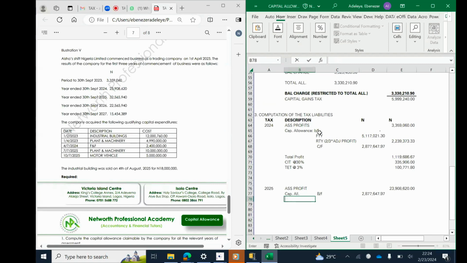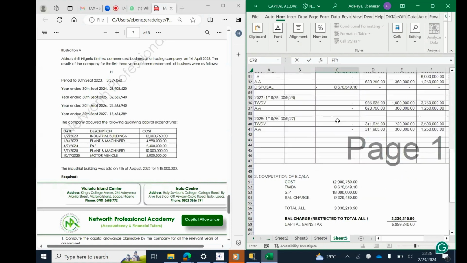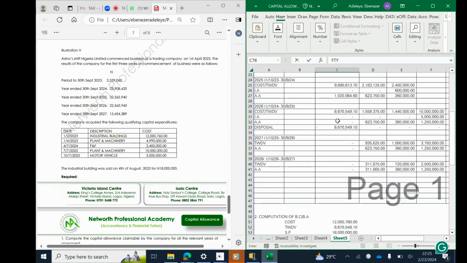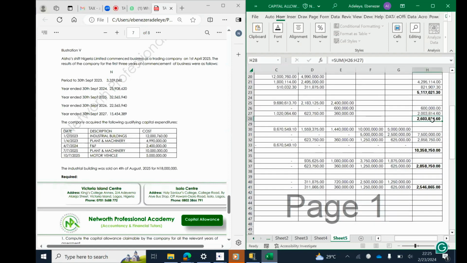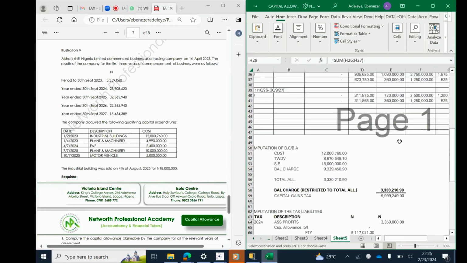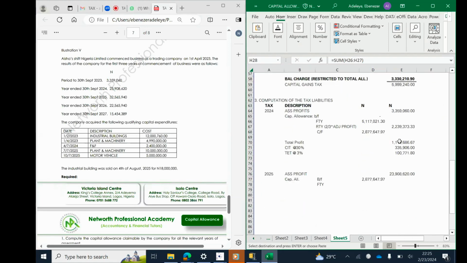For the year would be the amount that we computed for the year. Observing, for the year, how much have you computed for 2025? You have to come and check your computation. You computed 2603.